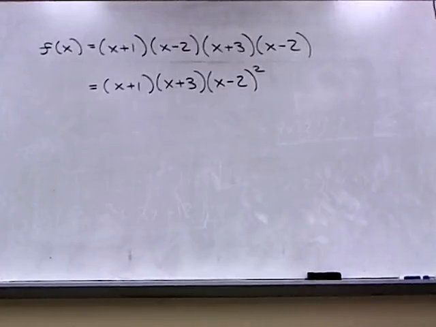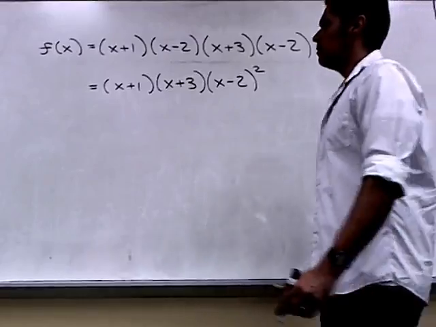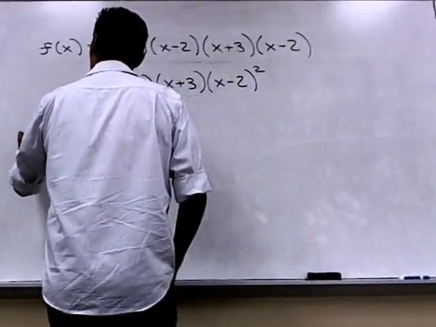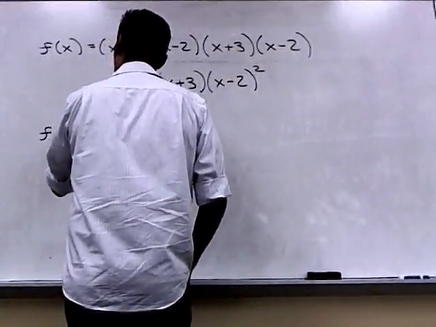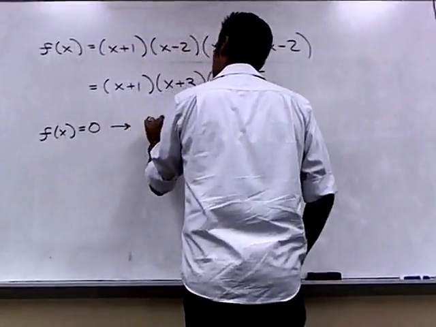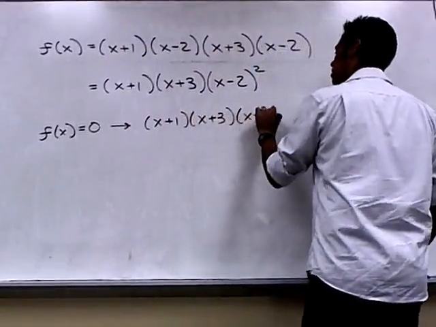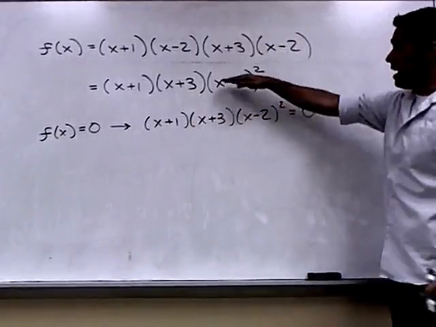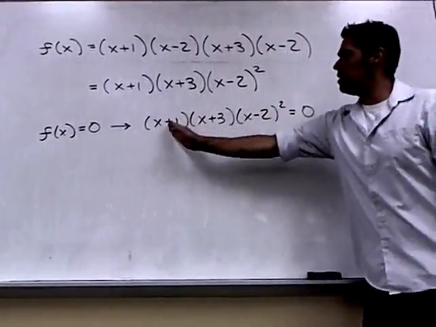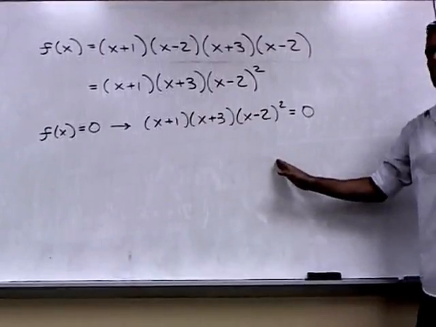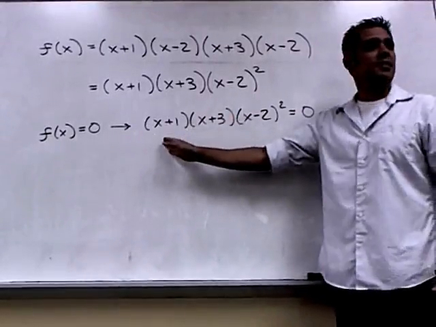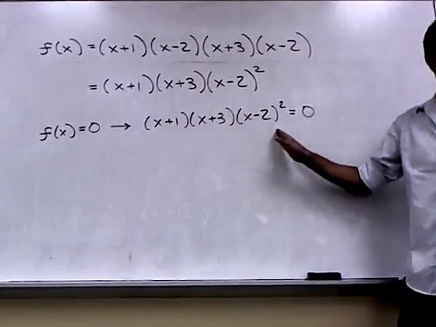Which now becomes enough for us to get our zeros, right? I mean, can you tell me now if f of x equals 0, if I set this equal to 0, that means I'm setting x plus 1 times x plus 3 times x minus 2 squared equal to 0. So I set each of these equal to 0, right? Now, a lot of the times you can just look at it and see what it is, right? Negative 1, negative 3, and 2.